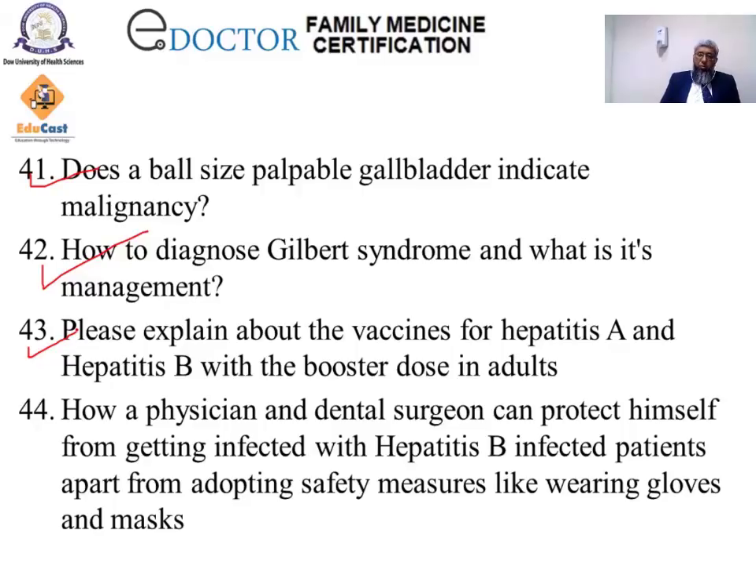This is called the 0-1-6 regime. There is no role of booster nowadays for those people who are exposed to blood, like physicians, nurses, paramedical staff, emergency staff, police, people on dialysis. They need to get their level checked with hepatitis B antibody. If the hepatitis B surface antibody is more than 10 international units per ml, then they are protected. There is no role of booster nowadays.